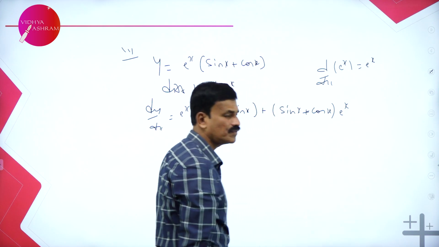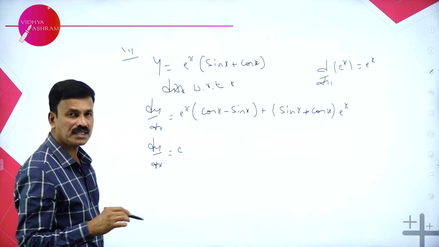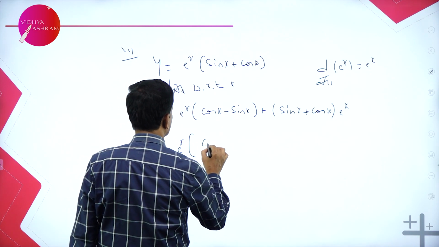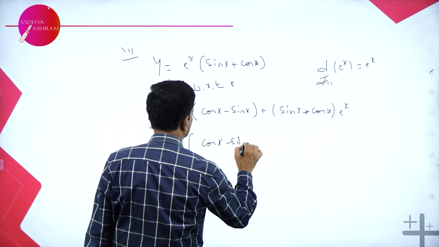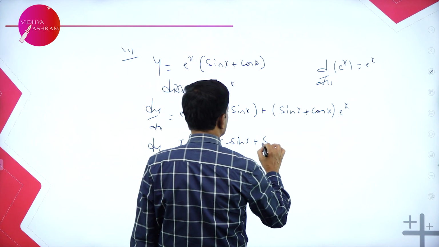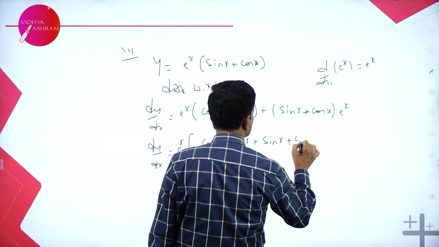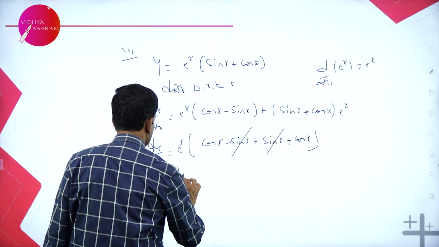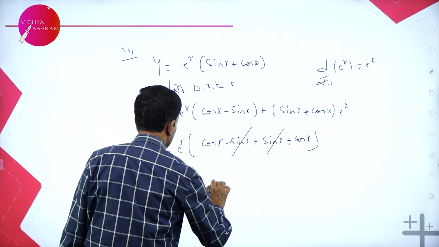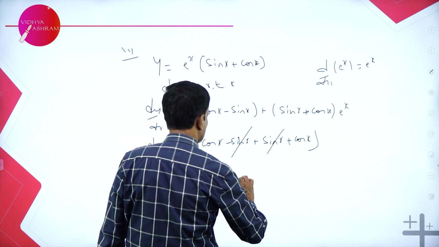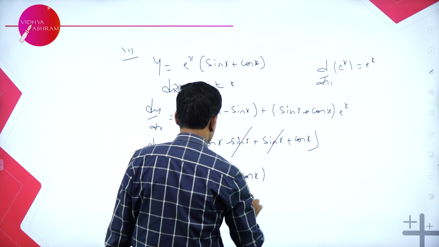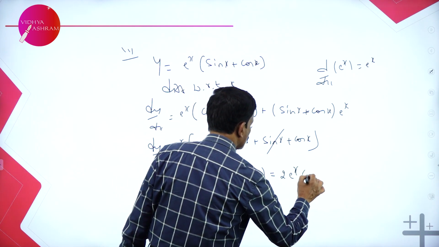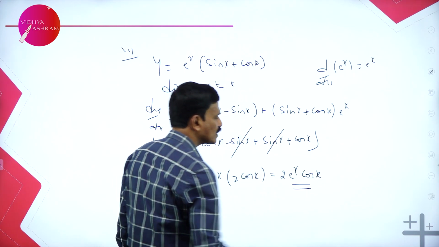What is differentiation of e power x? e power x. If you want, you can take e to the power of x as common factor out. So, what is left over is cos x minus sin x plus sin x plus cos x. Minus sin x plus sin x gets cancelled. dy by dx is equal to e to the power of x into cos x plus cos x, which is 2 cos x. Therefore, the required answer is 2 times e to the power of x into cos x, right?